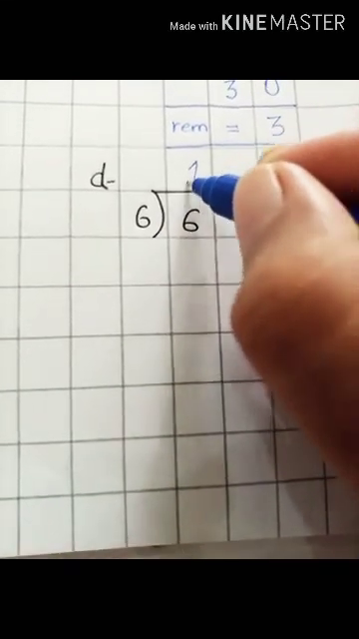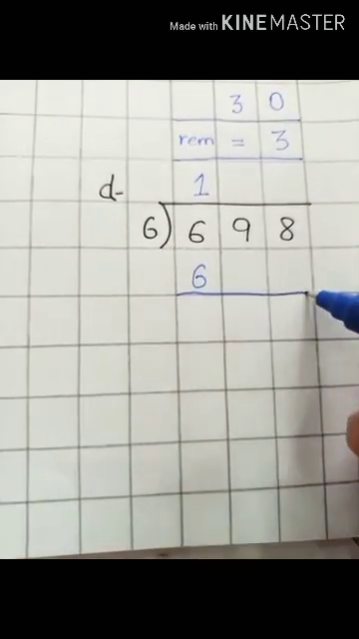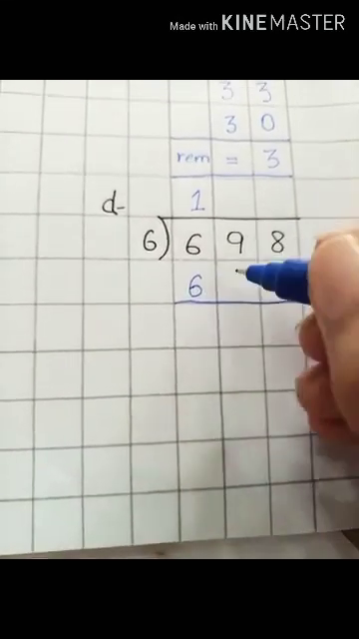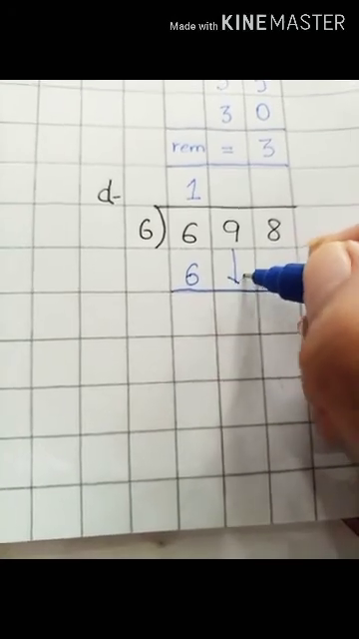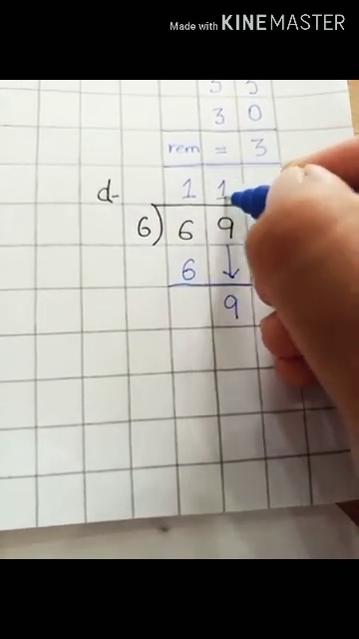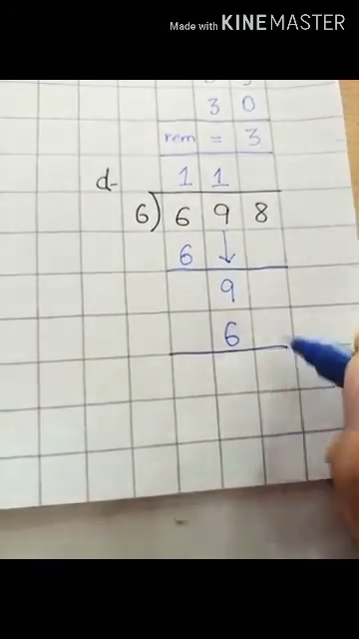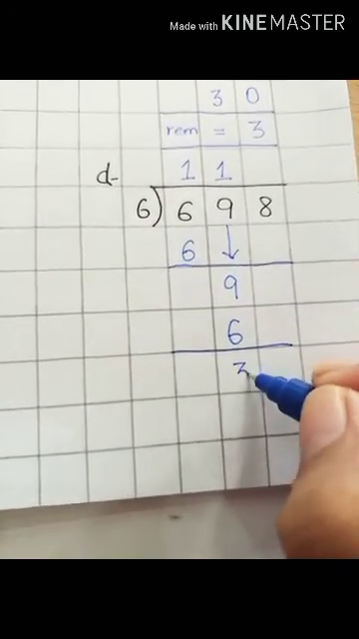First digits are equal, so we can divide it easily. 6 ones are 6. Next is subtraction. 6 minus 6 is 0. So I have to bring this 9 down here. Read the table of 6 till the 9. 6 ones are 6, 6 twos are 12. Can't write the 12. I will have to write 6 ones are 6 down here. Okay. So students, 9 minus 6 is 3.